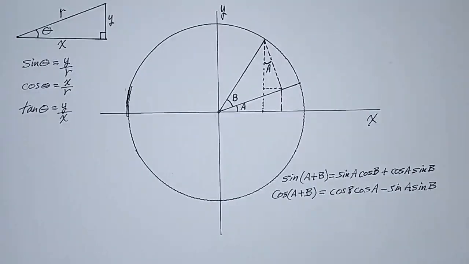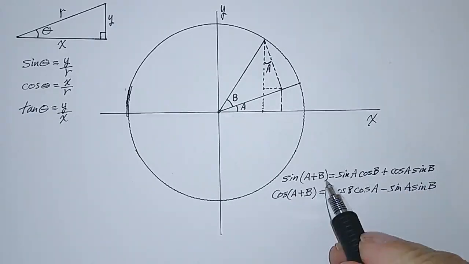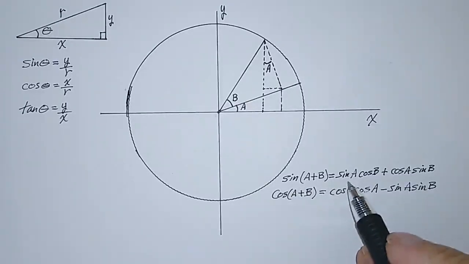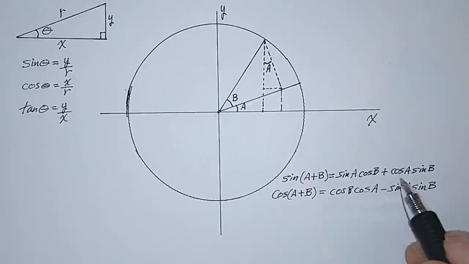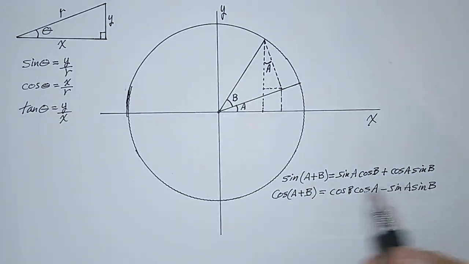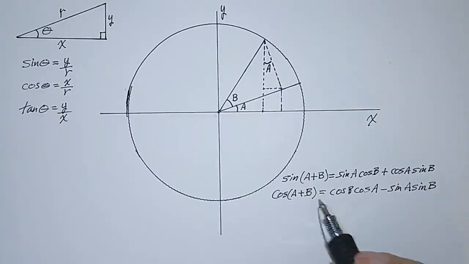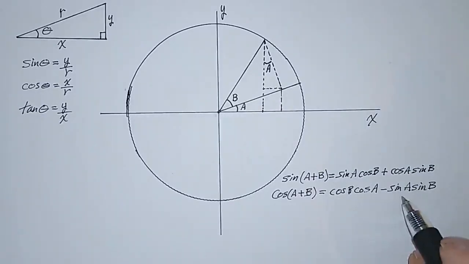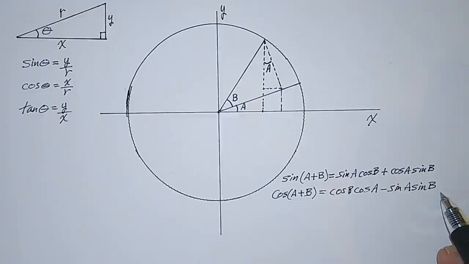The purpose of this little video is to show a couple of important trigonometric identities: the addition of two angles. The sine of a plus b is equal to sine a cosine b plus cosine a sine b, and the cosine of a plus b is cosine b times cosine a minus sine a sine b.